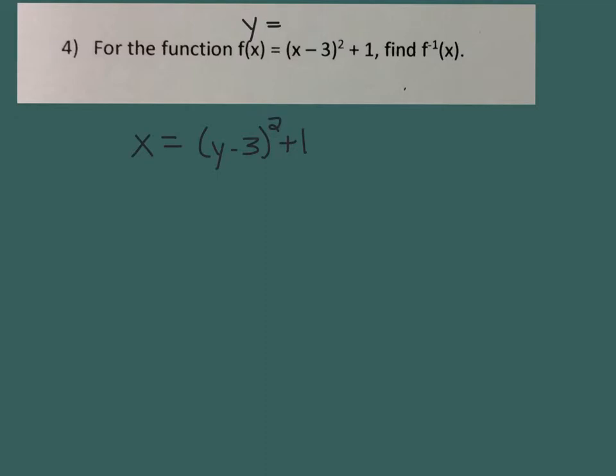All right, so to get the y by itself, let's first subtract 1 from both sides of the equation. So that leaves us with x minus 1 equals y minus 3 in parentheses squared. Now, since the y is in a parenthesis and there's a square on the outside, we have to get rid of that square. So in order to get rid of a square, we're going to take the square root of both sides. So let's take the square root of the left side and the square root of the right side.